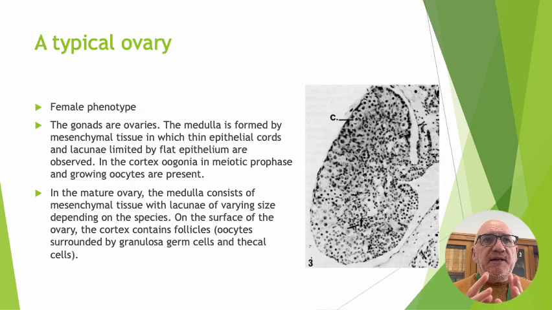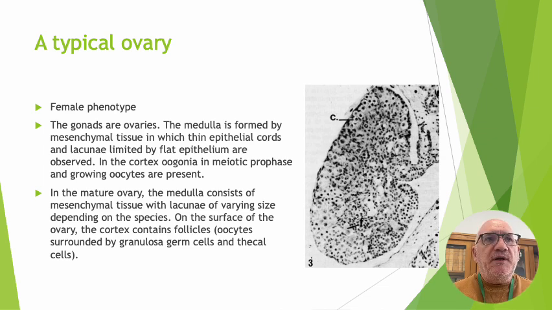A typical ovary is shown on this graph. The medulla is formed by mesenchymal tissue in which thin epithelial cords or lacuna limited by flat epithelium are observed. In the cortex, oogonia in meiotic prophase and growing oocytes are present. This is shown by the C letter in this histology photograph.